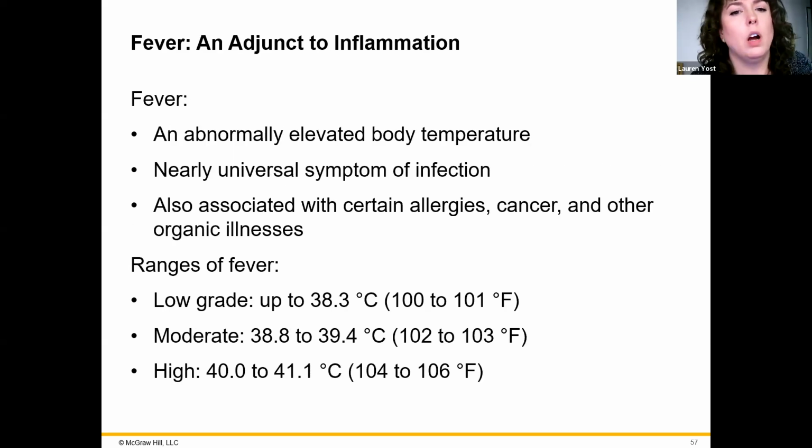All right. Part of the inflammatory reaction, especially if you are ill with something, can be a fever. Okay? So this is an abnormally elevated body temperature, a universal symptom typically of infection, though there are other things that can cause fever. Allergies, cancer, and other kinds of illnesses can trigger it as well.